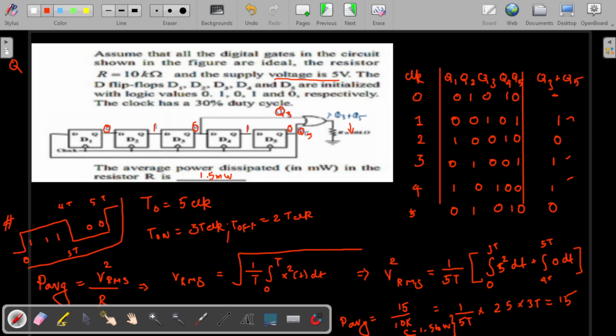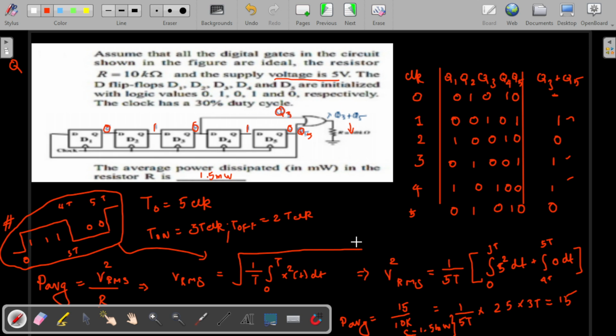Now this is networking or simple mathematics, anything. Here we have to substitute this, take the integration accordingly, and then apply the things. After that, 15 divided by 10k, that is 1.5 milliwatt. So that is the answer, guys. I hope you guys are able to understand.